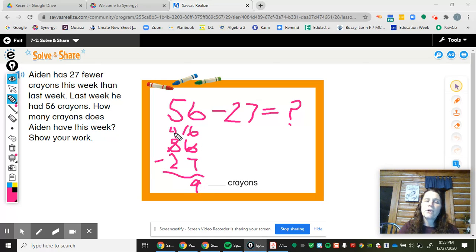And then we subtract our tens. 4 take away 2 is 2. So our answer is 29 crayons. Okay, and so that is how many crayons Aiden has this week. 29 crayons. Okay, so we just solved that by writing our equation, looking to see if we have a whole and a part or a part and a part. In this case, we had a whole and a part, so we are going to subtract.